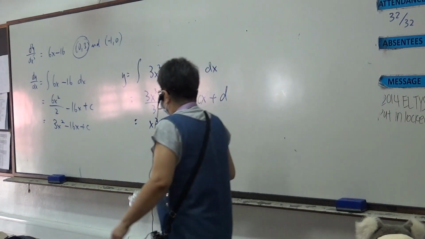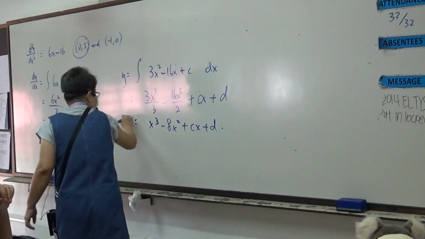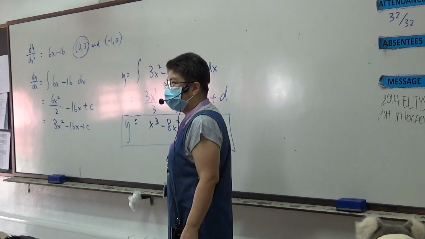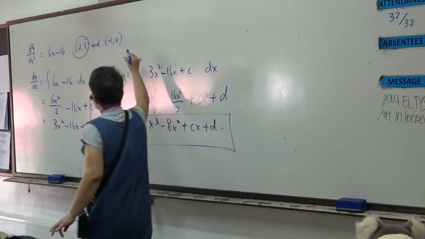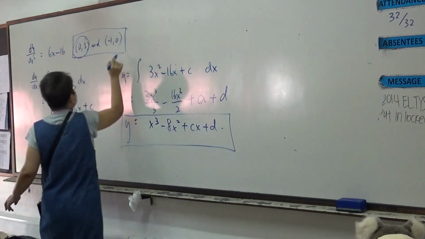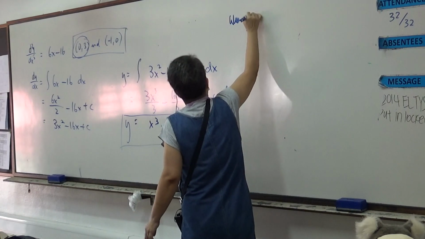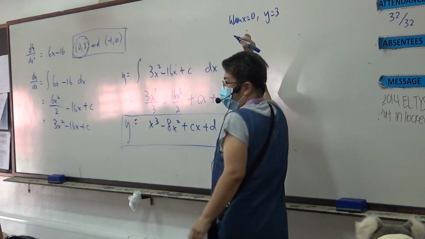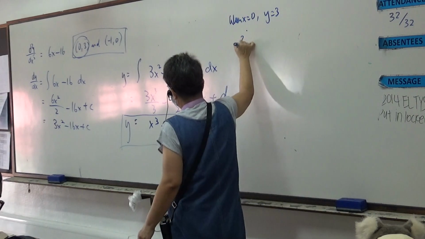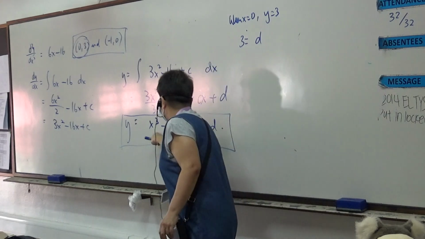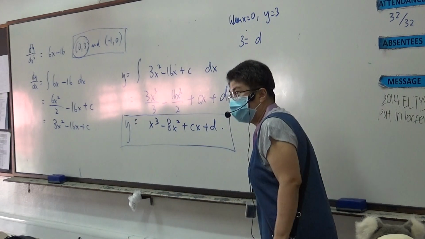Okay? Now, do you agree that this one will be the equation of my curve? Just don't make a mistake. And this curve passes through these 2 points, right? First of all, when x is 0, y is 3, right? This point. So I'll have 3 equals d. Straight away, you can see it, because 0, 0, 0. So d is 3.